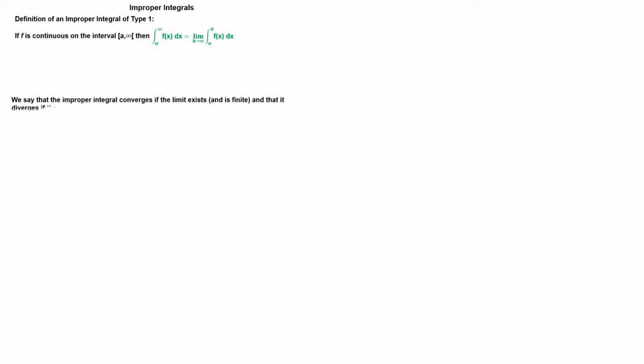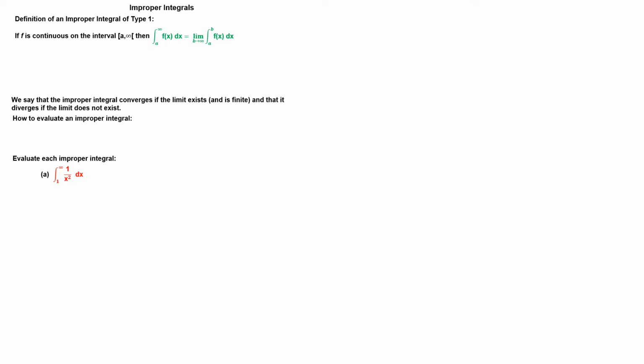Definition of an improper integral of type 1. There are essentially three cases of improper integrals of type 1. The first case is defined as follows. We say that the improper integral converges if the limit exists and is finite, and that it diverges if the limit does not exist. Improper integrals are just like definite integrals, except that the lower and/or upper limit of integration is infinite. Now I will show you step by step how to evaluate an improper integral.